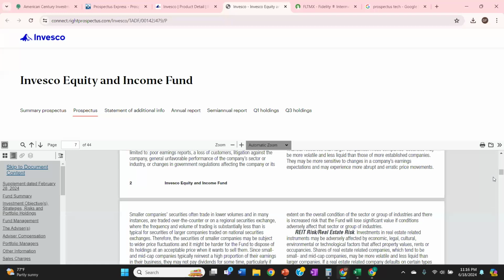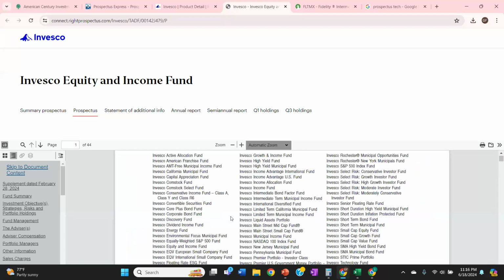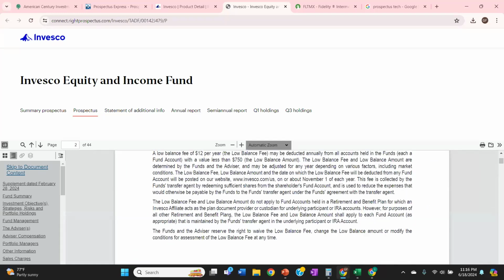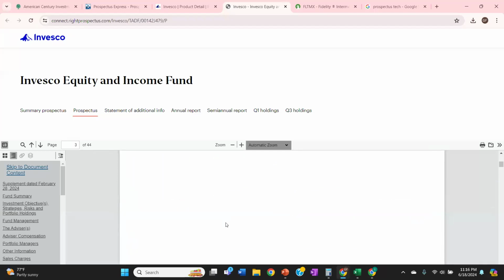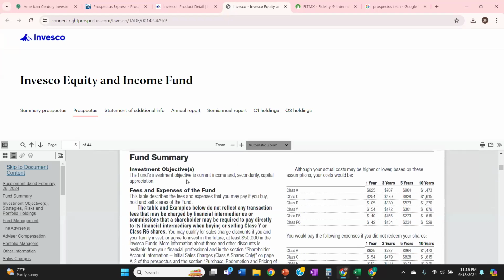So with the prospectus for Invesco, this is an equity income fund. Go down to the investment objective. Fund's objective is current income and secondarily capital appreciation. So it's a little bit more reserved, conservative, not as aggressive. The roller coaster rides, as we're going to see, are not as steep as they are in that aggressive fund that we just looked at.